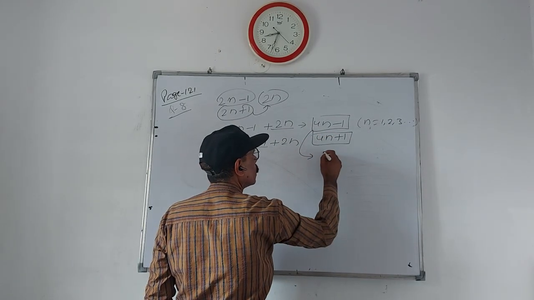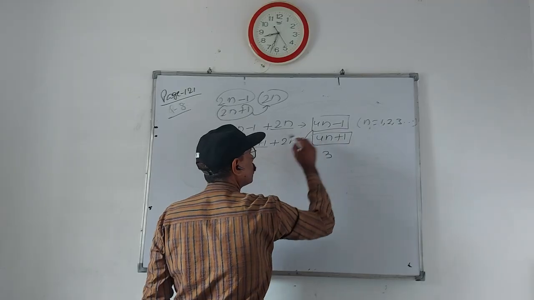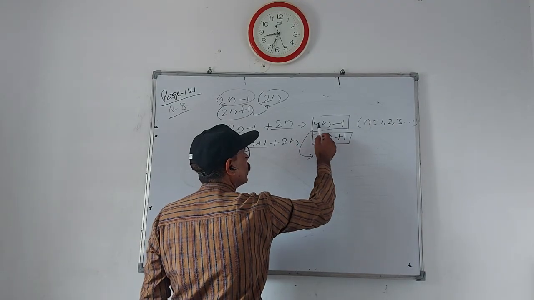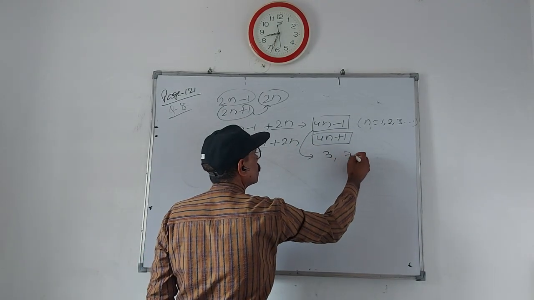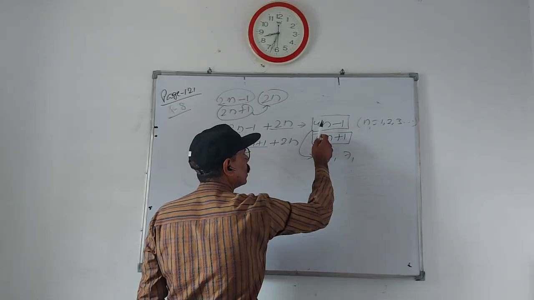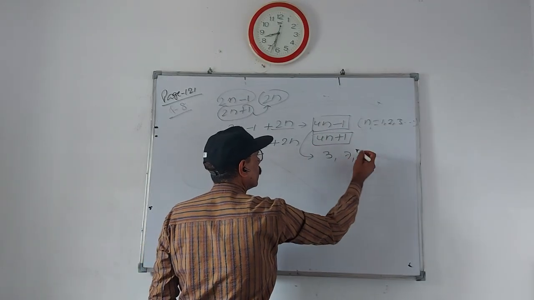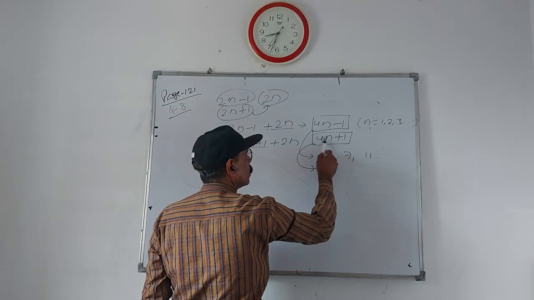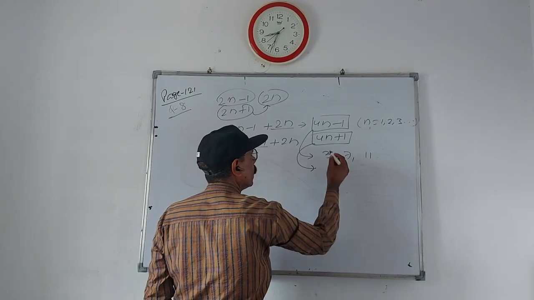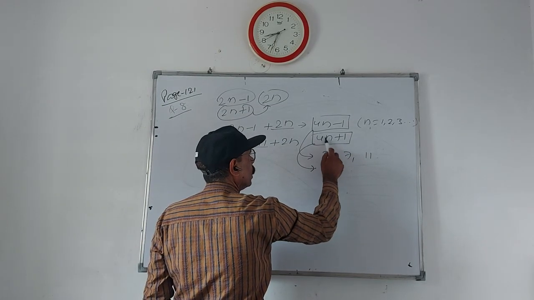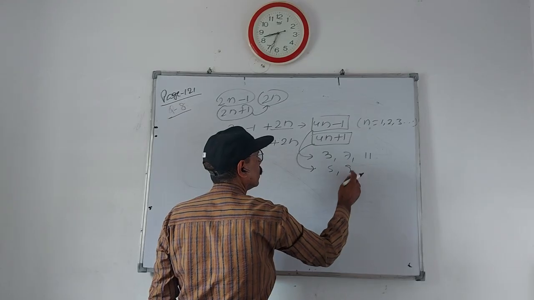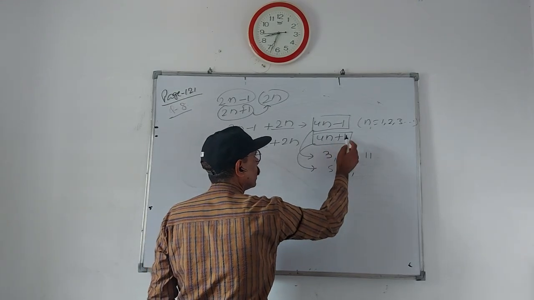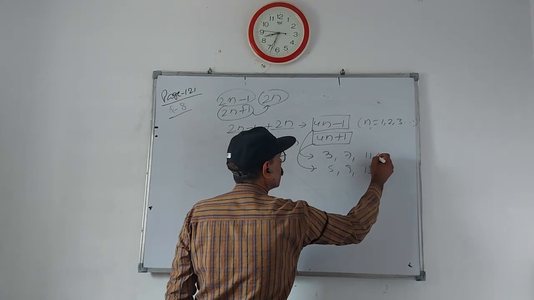4 minus 1, 3. n is equal to 2, so 8 minus 1, 7. n is equal to 3, 4 times 3 is 12 minus 1, 11. And in this one, 4 plus 1, 5. 2, 8 plus 1, 9. 3, 12 plus 1, 13.